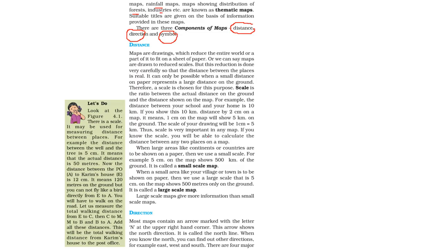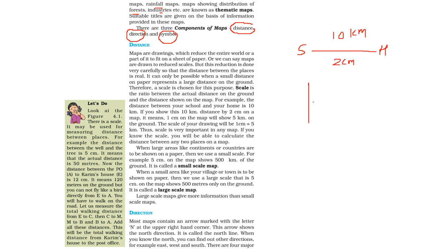Let me exemplify this. See, this is your school and this is your home. Now the distance between your school and home is say 10 km. Now you cannot show 10 km on a paper. So you have to reduce the scale. Say this 10 km you represented by say 2 cm.